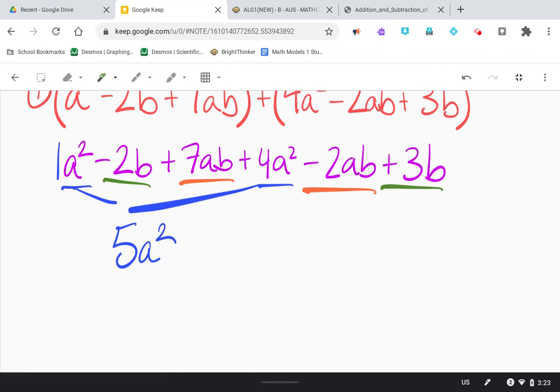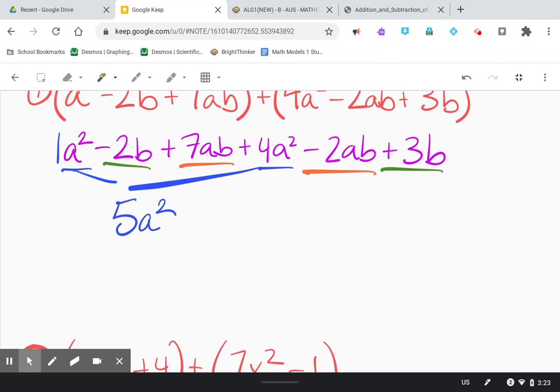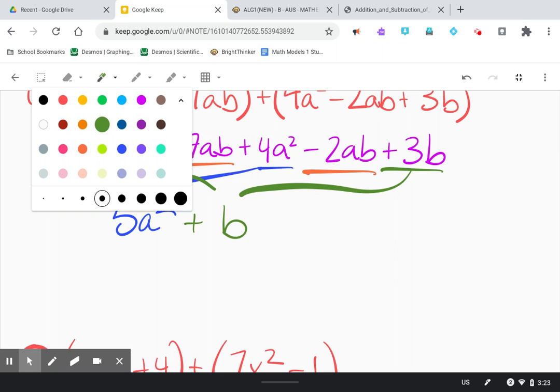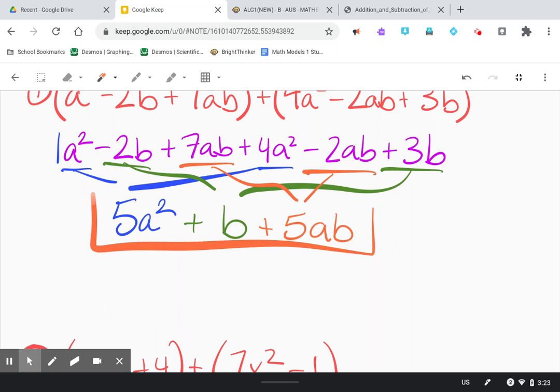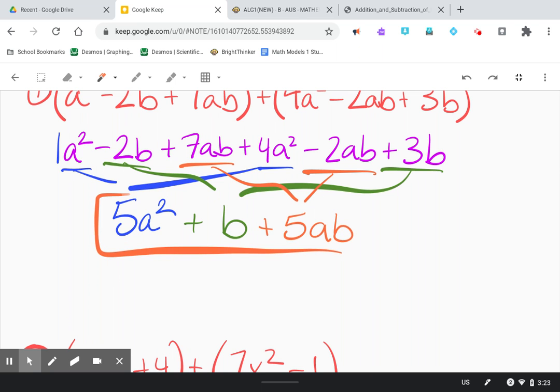I'm looking at the green, negative 2b plus 3b. So negative 2 plus 3 makes plus 1b. Oops, not squared, sorry about that. Plus 1b, or really just plus b. And lastly, my ab terms come together to make 7ab minus 2ab. 7 minus 2 is 5ab. And that's actually it. So that's what you're doing in these problems: you're just combining like terms.